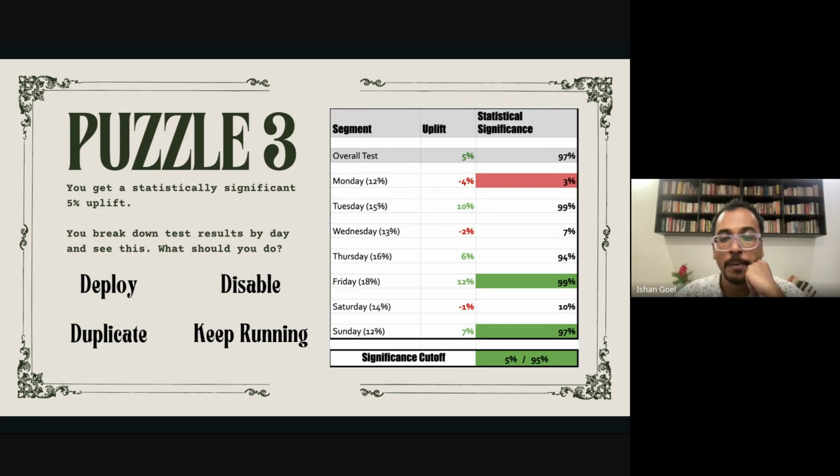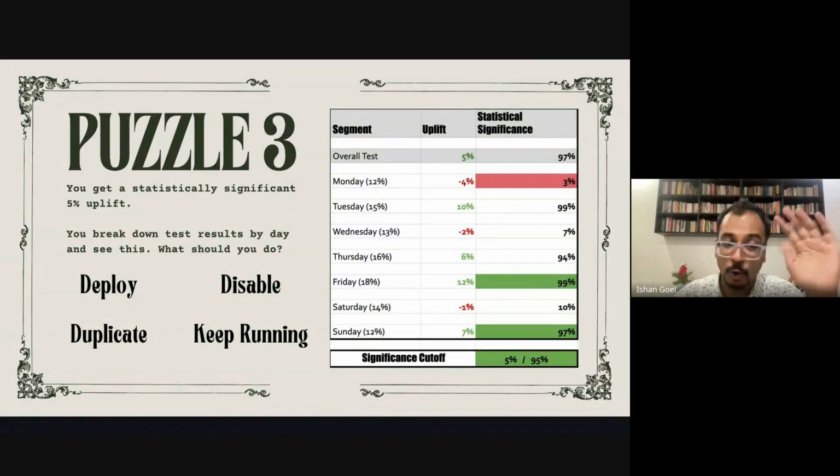Should you deploy purely looking at 5%, 97% significance? Should you keep running it longer? Should you disable? Should you duplicate? And there is no right answer. It's a subjective call.